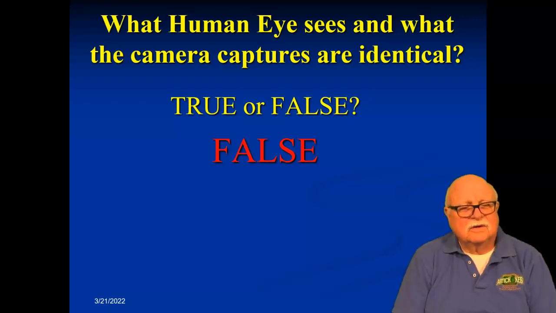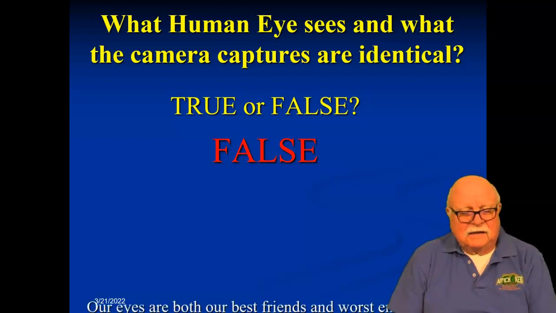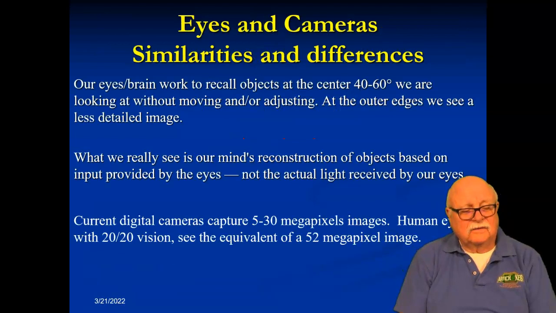We need to take charge of the camera and direct it to copy and capture what we want it to do. As we see it, our eyes and brain work together to recall what we see at the center of our vision. What we really see is our mind's reconstruction of the objects based on the input provided by our eyes, not the actual light received by our eyes.